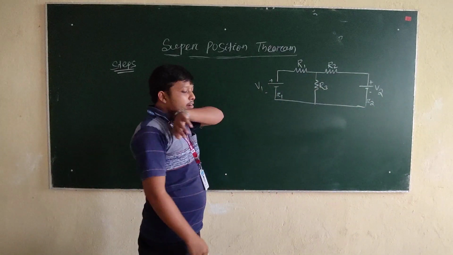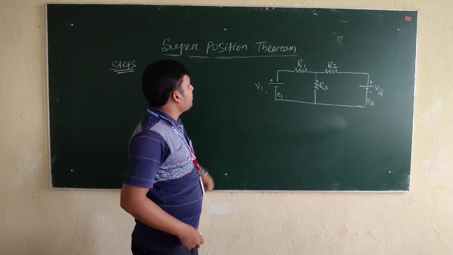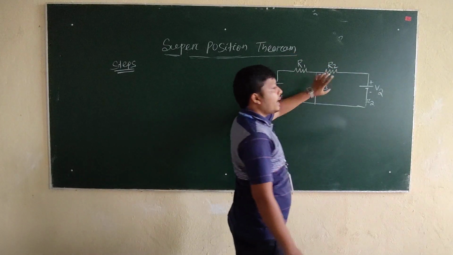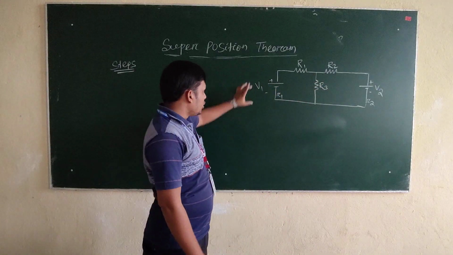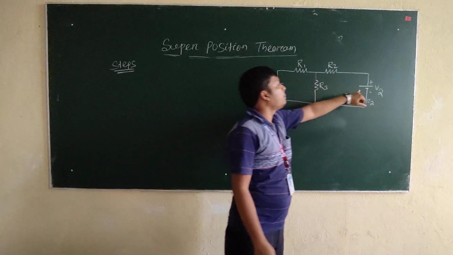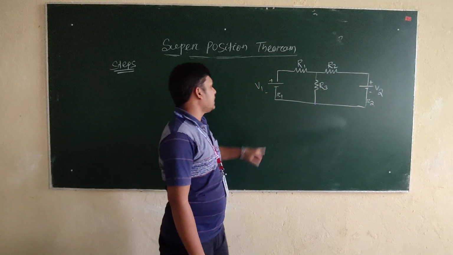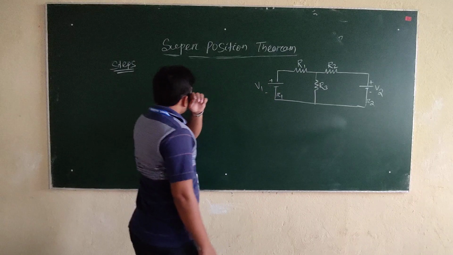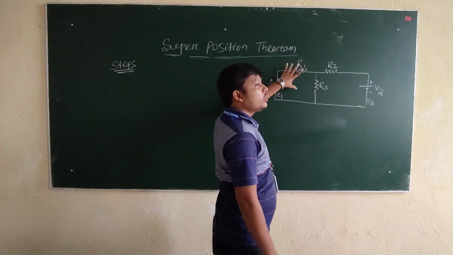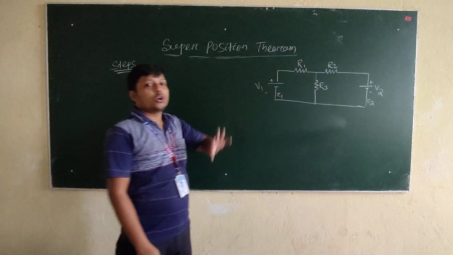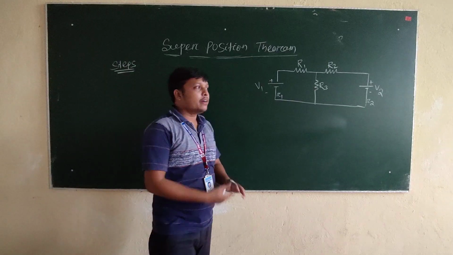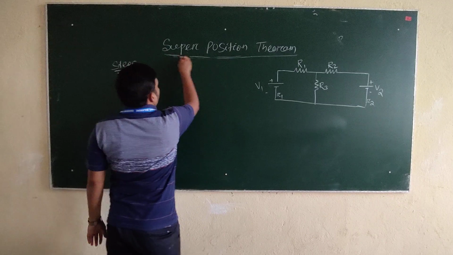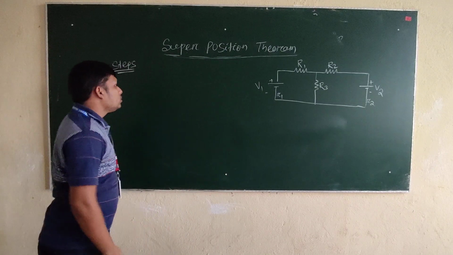Here in the given network we have considered three resistances R1, R2 and R3, and two sources V1 and V2 having their internal resistances r1 and r2. This network satisfies all three conditions. Before, I have discussed how to apply the superposition theorem. Okay, now step 1.